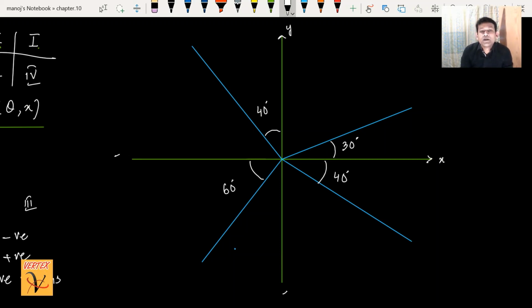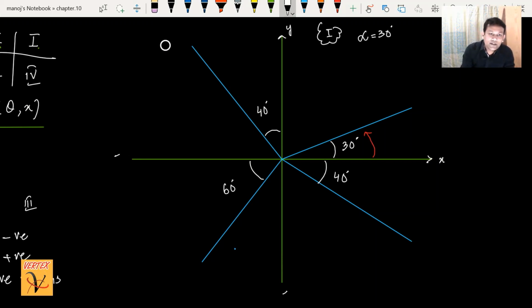Okay, I'm moving to the first quadrant now. In the first quadrant, what is alpha, the basic angle? What's the basic angle definition? Always positive, acute angle, and always from the nearest x-axis. So your basic angle is here, 30 degrees. Yeah, basic angle is 30 degrees.